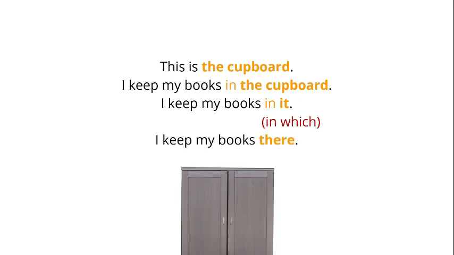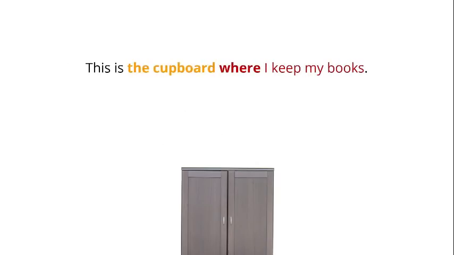Or, instead of in the cupboard, changing to in it, I could change the whole thing to there because it's a place. I keep my books there. The relative pronoun from there is where, which means that I have quite a wide variety of options with my relative clauses. So I could say, this is the cupboard where I keep my books. That's quite a neutral way of saying it, using where, because the cupboard is a place.